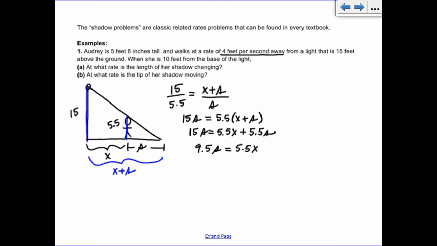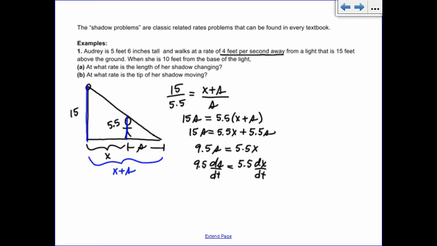All right, so you can take the derivative at this point, which is pretty easy. It's just saying that 9.5 ds over dt equals 5.5 dx over dt. Which means that these are what we call directly related. We talked about direct relations in Algebra 2. It was always y equals k times x, right? So I could divide the 9.5 over, and I'd have a rate equals some constant times the other rate. So the rate that she's walking directly affects the rate that her shadow is changing, which totally makes sense. So the faster she walks away, the faster her shadow changes.